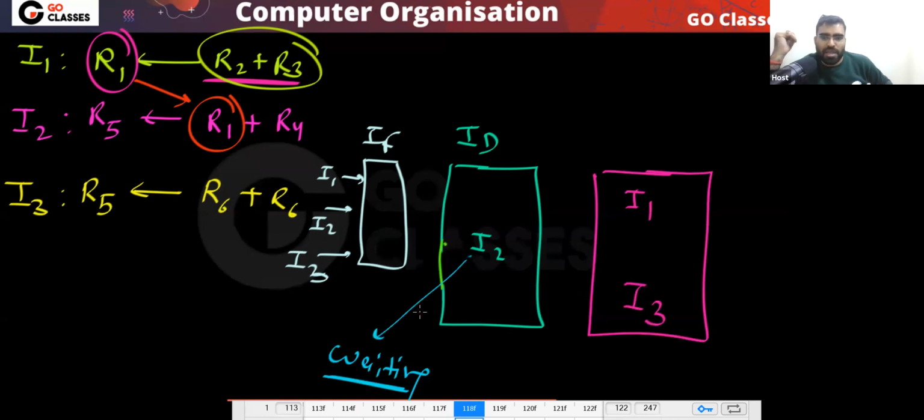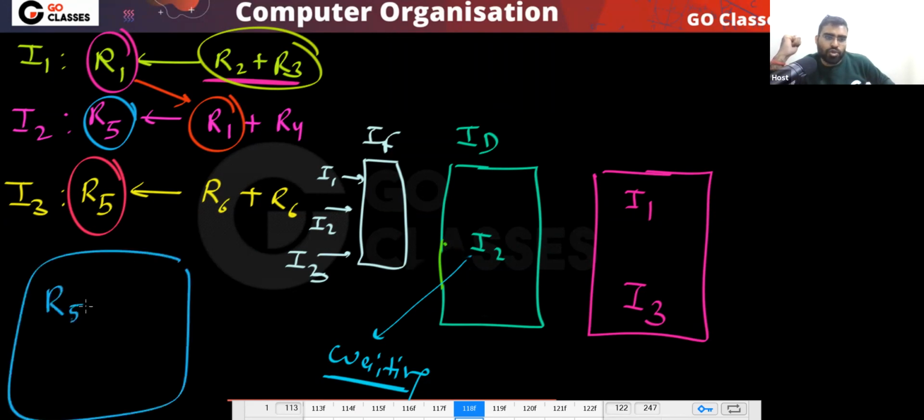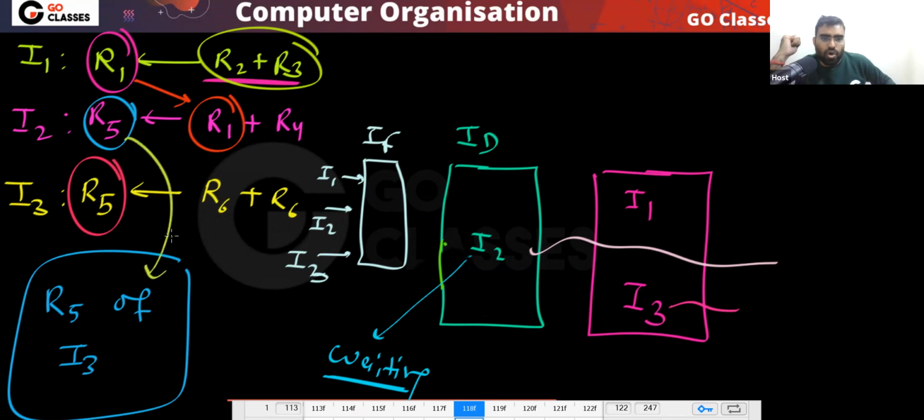Now can you notice the final value of R5, who will write? Tell me. Here you should have R5 of I3, but you will get R5 of I2, because first it will write, then it will come and overwrite. So you can notice that is wrong. Yes or no? Did you notice, for the first time, that WAW also can create a problem?